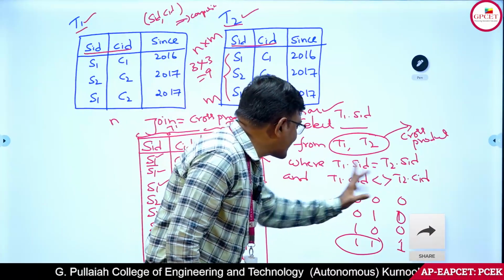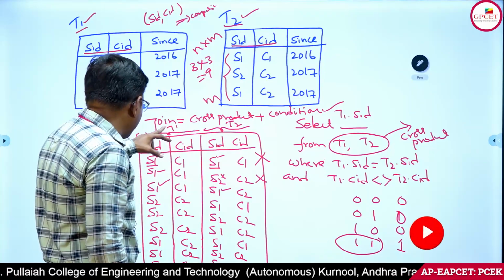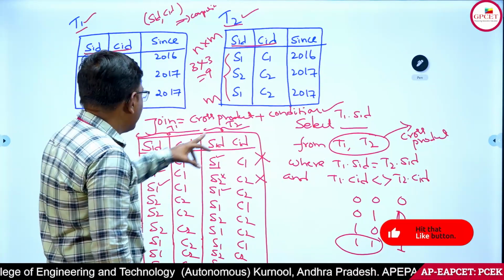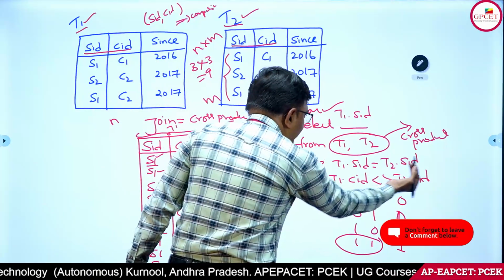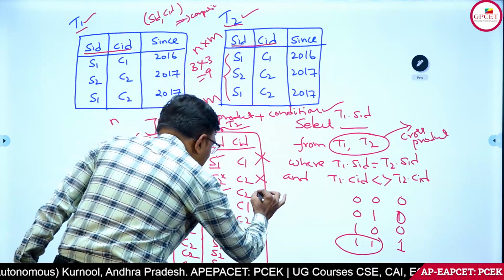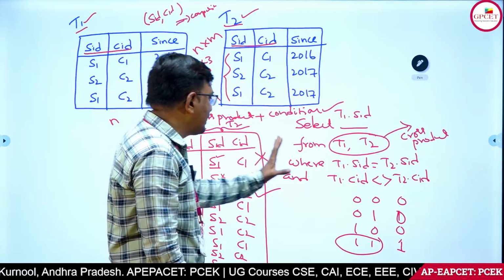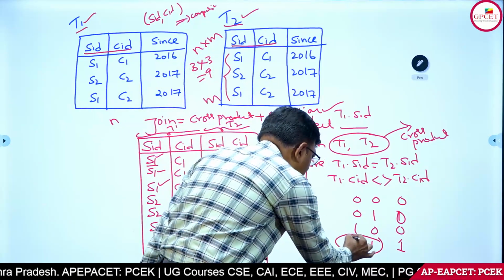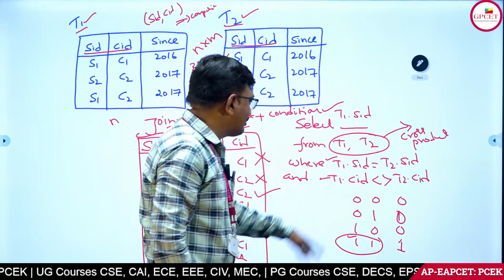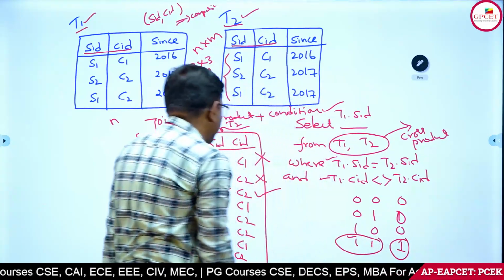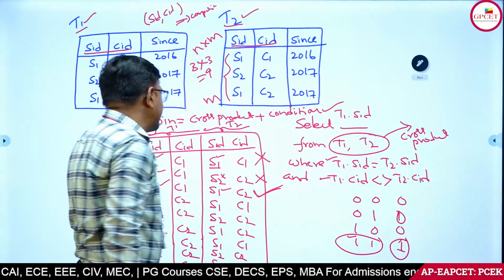And T1.CID, what is that? Table T1.CID is C1, T2.CID is C2. T1.CID is not equal to T2.CID, so the condition is satisfied. Why? Because according to our AND operation, the first condition is true and the second condition is true, so the output is also true. That's why the third row will be satisfied.